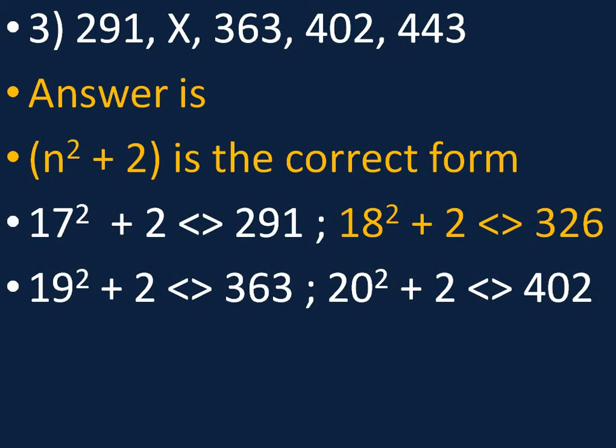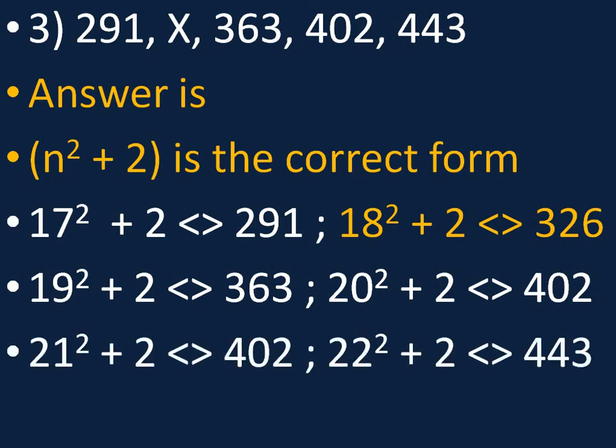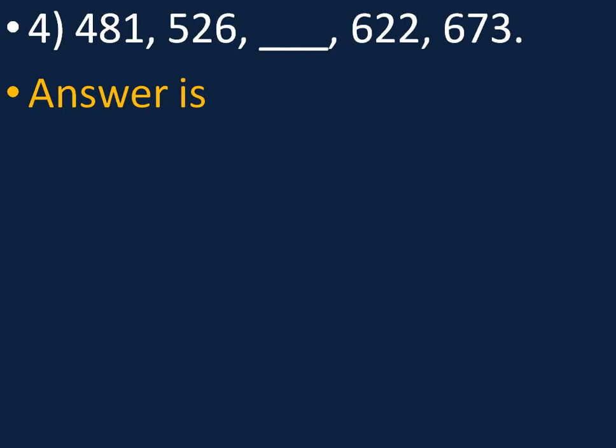So we carry on this sum with the same kind of series. 19 square is 361, and we have to add 2 to get 363. Yes, the format is correct. And 20 square plus 2 is 402. And 21 square plus 2 is, sorry, I meant 21 square plus 2 is 443. So the format is correct here. So that was the last step. Okay, and we go for the fourth sum.